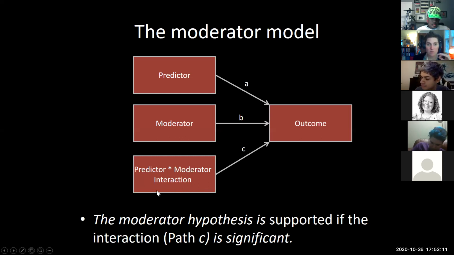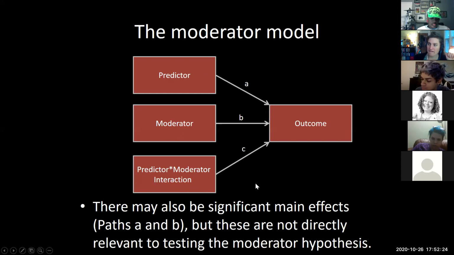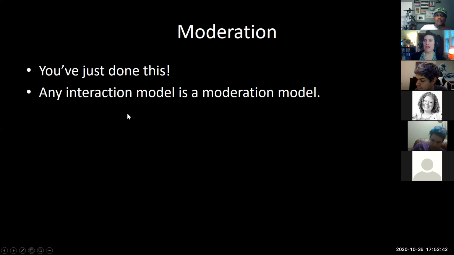But just like we talked about with interaction models, you can't just put the interaction in, it has to be all 3 of the variables: variable 1, variable 2, and their interaction. You may also see significant main effects of your predictors, but remember, those are specific to a point in space or time based on your values of your other moderator variable. And you just did this because any interaction you do is a moderation model. Any one you do at all.